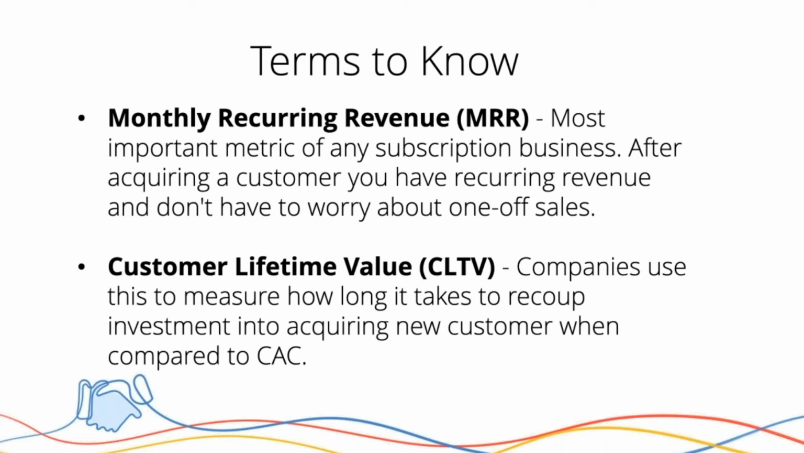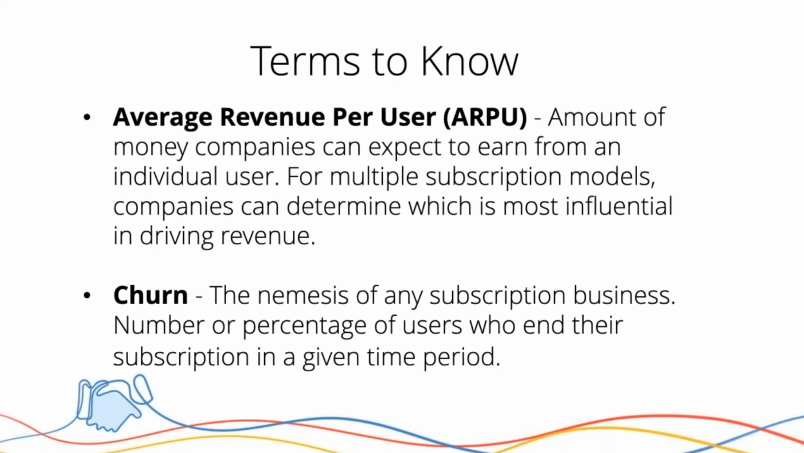And as you always have heard, it's always cheaper to sell services to existing clients than it is to a new customer, always, right? So a couple other terms to know: average revenue per user. So the amount of money companies can expect to earn from an individual user, on average. With companies with multiple subscription models, this is a way for you to figure out what the most popular plan is and kind of drive people towards that plan.